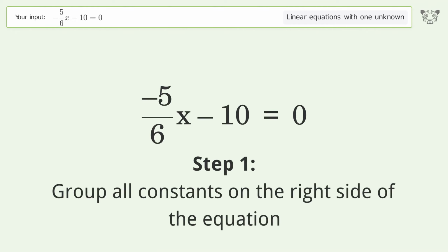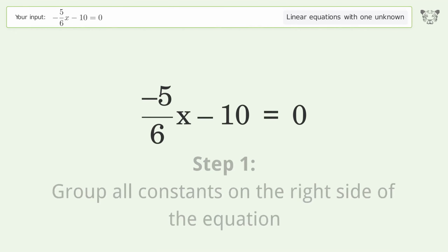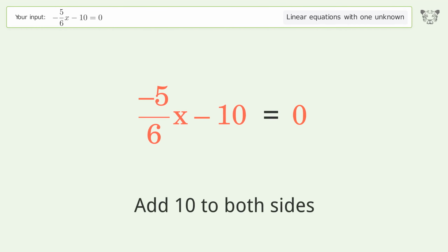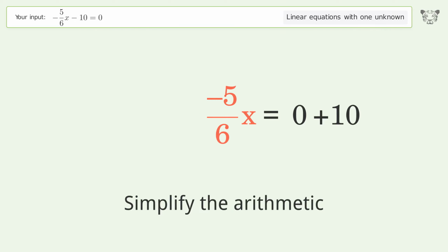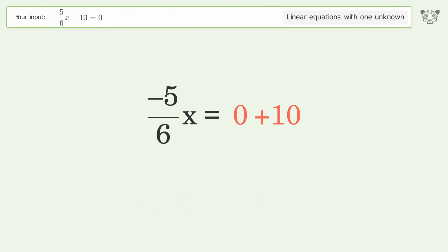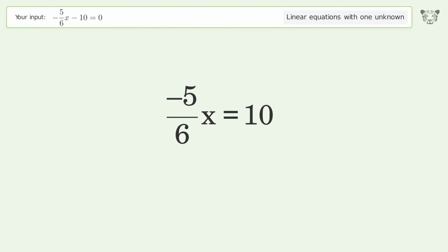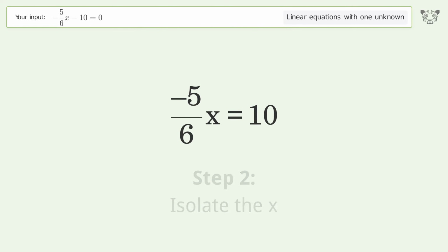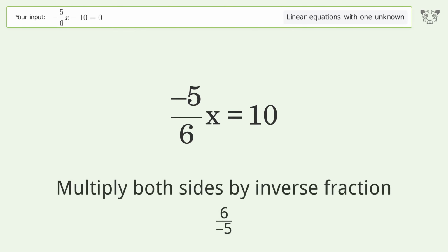Group all constants on the right side of the equation. Add 10 to both sides. Simplify the arithmetic. Isolate the x. Multiply both sides by inverse fraction 6 over -5.